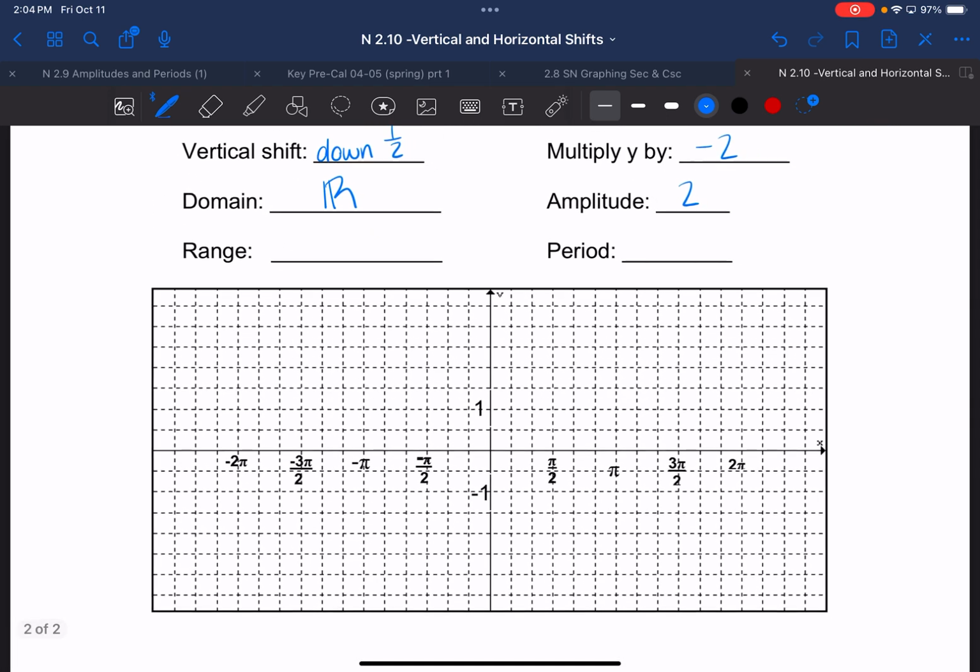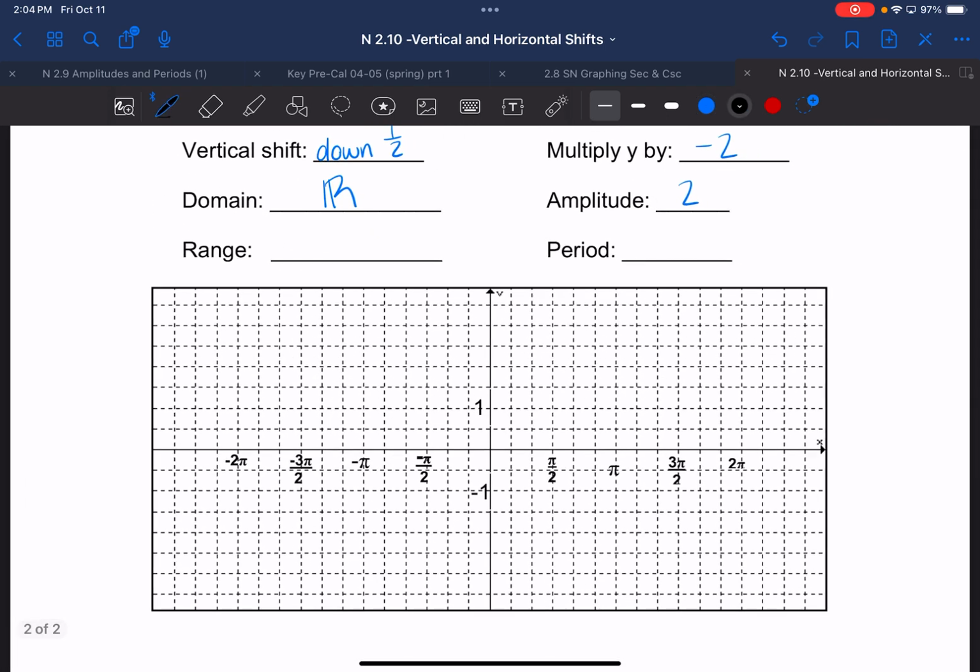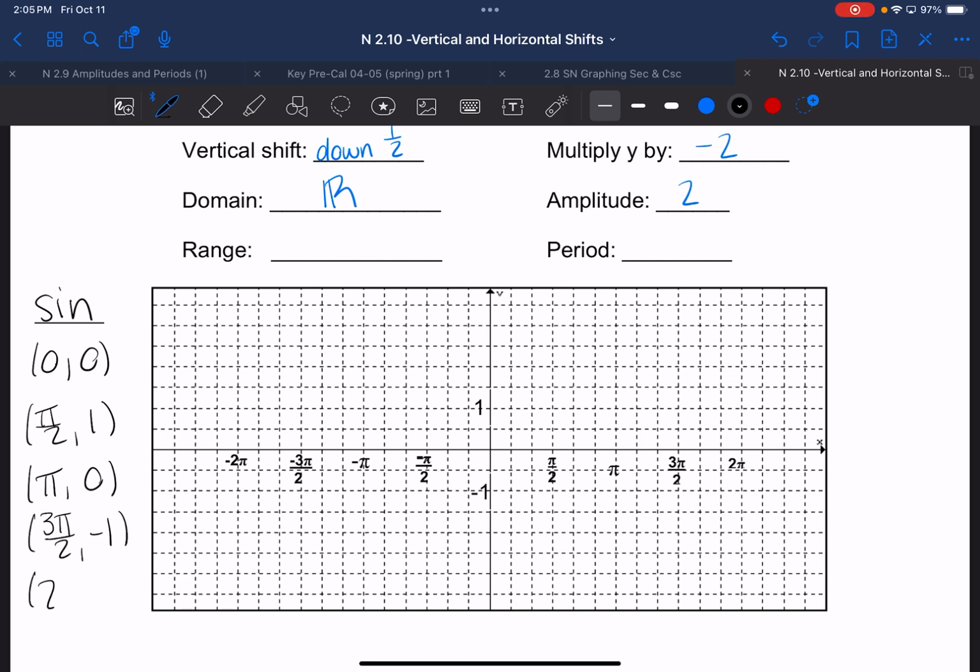So, first, just like they had us do on the front, let's list the original points of sine. So sine starts at 0, 0, and then we would have pi over 2, 1, and then pi, 0, and then 3 pi over 2, -1, and then 2 pi, 0, right?